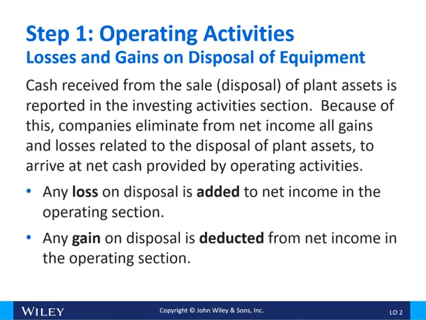If we have a loss on the income statement, we add it back to net income on the cash flow statement. If we have a gain on the income statement, we subtract it from net income in the operating section of the cash flow statement. So we just do the opposite of what it is on the income statement on the cash flow statement.